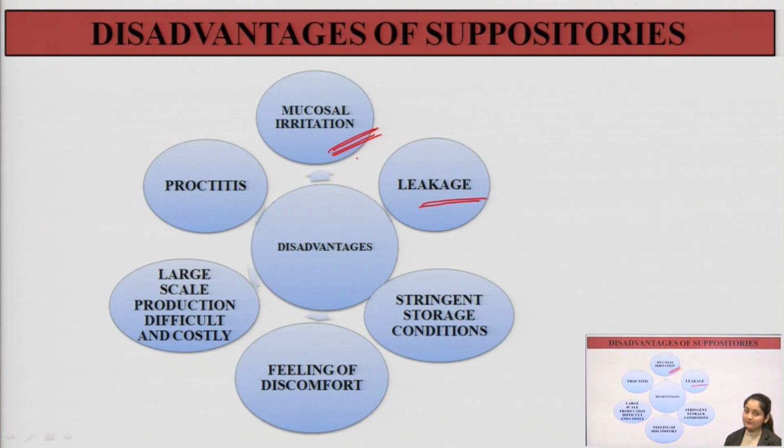Help the person to actually heal. Moving on to the next disadvantage of suppositories, stringent storage conditions. As we have been mentioning from the first slide, they often melt at 37.5 degrees Celsius, that is, at human body temperature. So what if the temperature of the surroundings exceeds, or comes below, 37.5 degrees Celsius? In such cases, various stringent storage conditions are required.